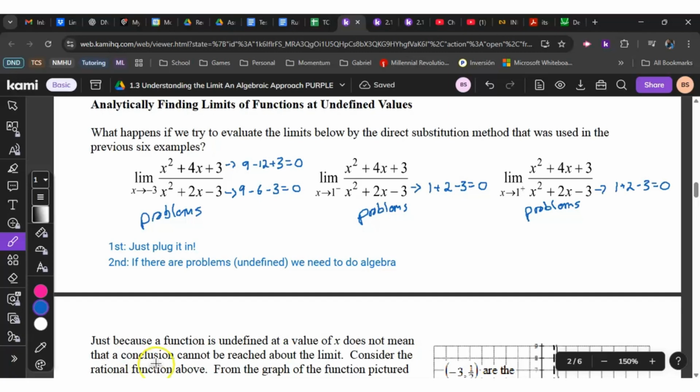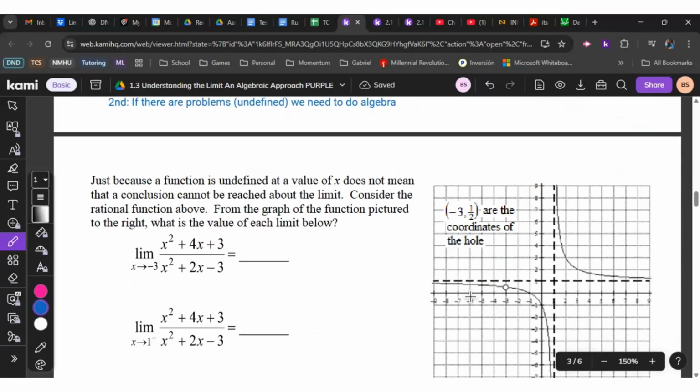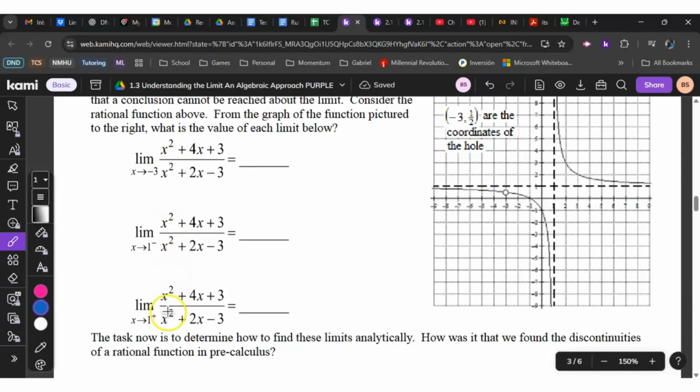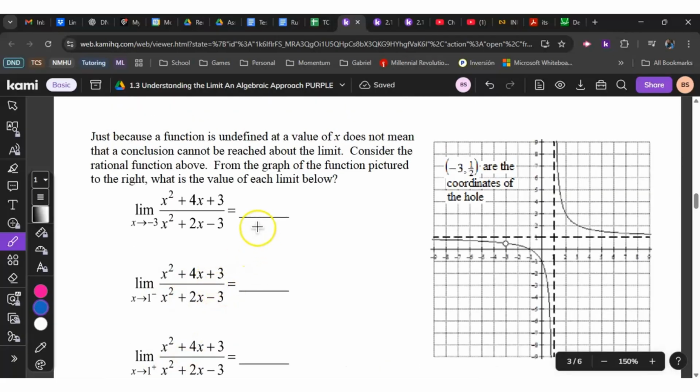If we look at the next part here, we're going to see a graph to help us understand it. Here, these are the exact same 3 limits. But previously we said, oh, it didn't work, there's problems, and you might think it's undefined. But that's not the case for the limit. Remember, the limit can be different. Lucas, wake up, buddy.